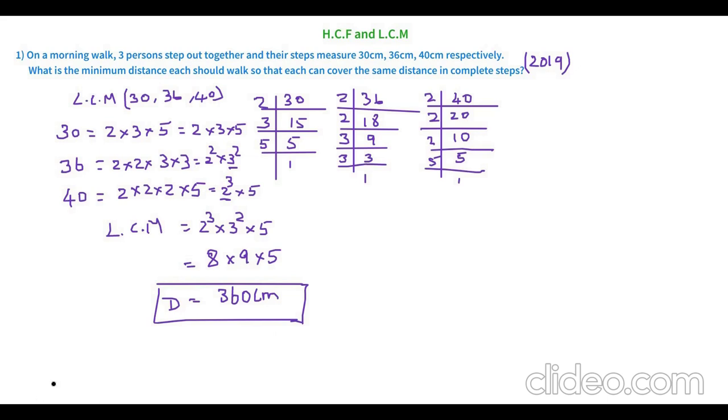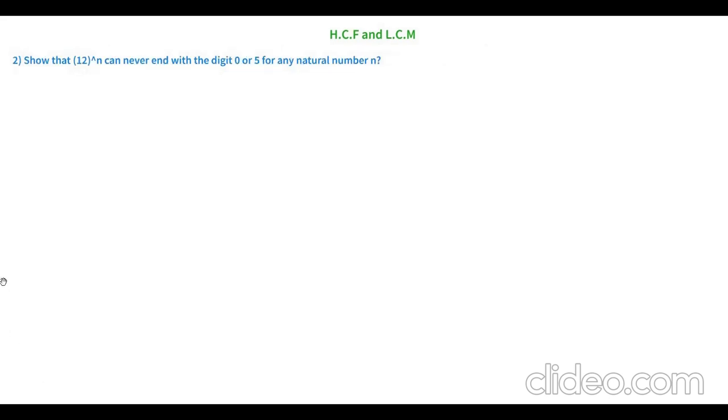Now let's see the second question for today. The second example is: show that 12 power n can never end with the digit 0 or 5 for any natural number n. This is an important question. It was asked in the 2020 paper. This is a very important question.